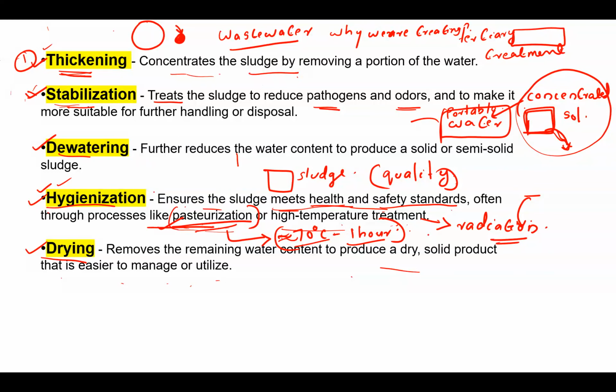So also other than this pasteurization or high temperature treatment, we can go for radiation. So radiation also we can use for the hygienization step. And the last step is for removing the remaining water content. If some drops are trapped in the pores, then the final drying process can enhance this, removing almost all water content in the sludge and making it more solid, or easier to manage and utilize. Is it clear?